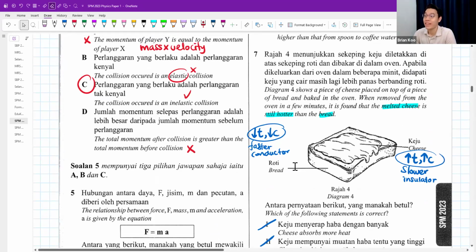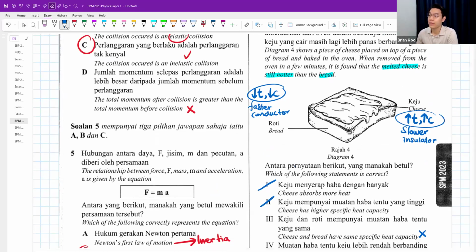Okay, still hotter, meaning very slow. You use the word slow to remind you. Slow means take very long. Very long means big C. If it takes a short time, that means the C value is small. Okay.